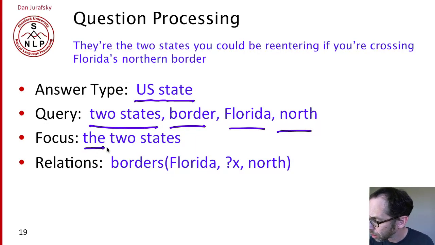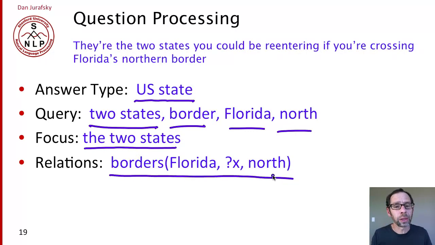The focus, the thing that we're trying to answer, is 2 states. And the relations that we might extract, the relations that express what the answer is, the answer is some unknown thing which is in the borders relation with Florida and north. So something that's north of Florida. So if we have databases that express geographical information like what state borders what state, we might look for this relation in those databases.